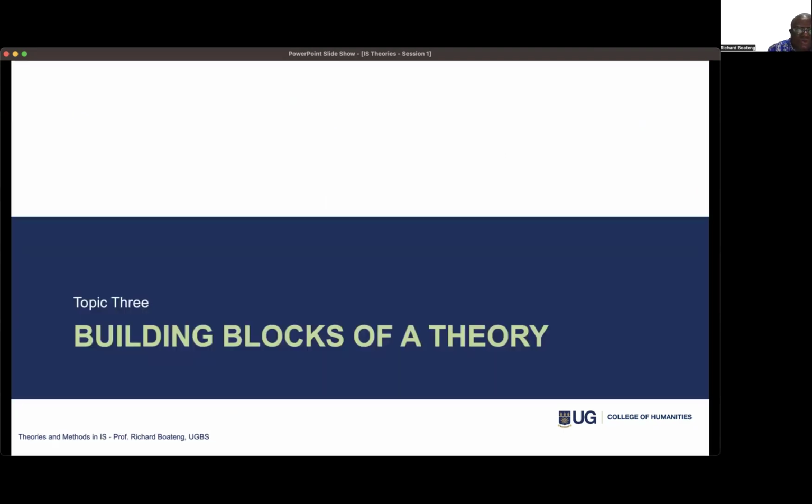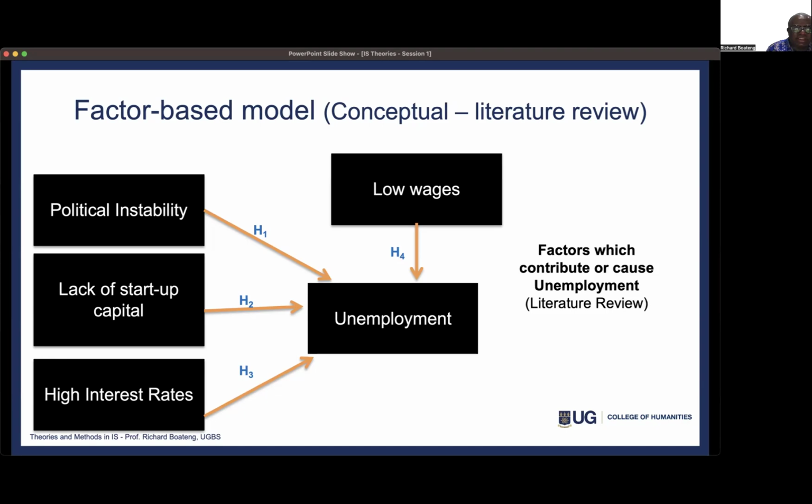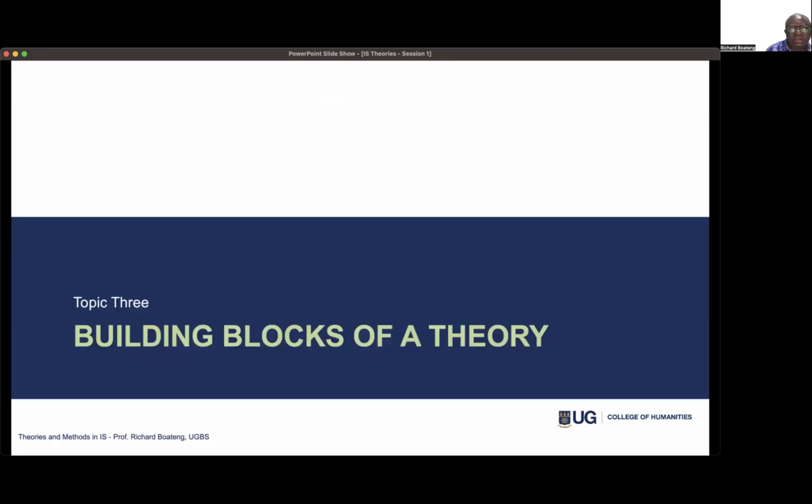So you have seen that the outcome variable is unemployment, and the other four are the predictors or factors that tend to influence unemployment, and that's what is put across here. Now, this is not saying it is exhaustive. There could be more reasons why unemployment is occurring in a particular locality.